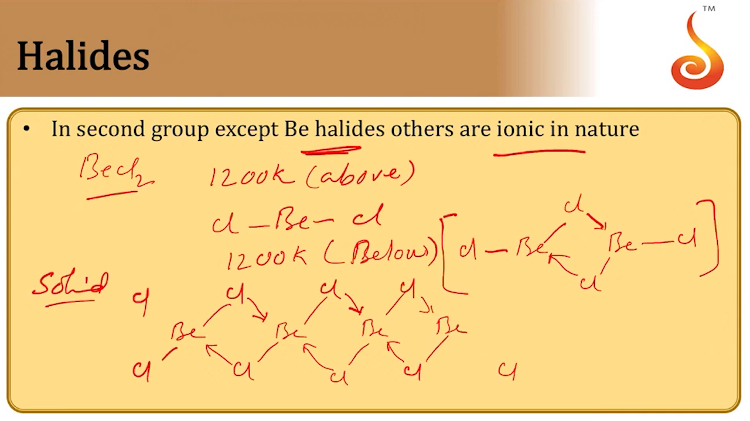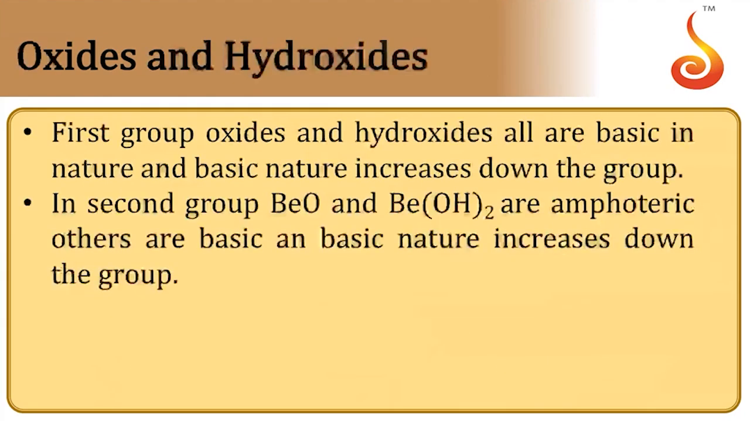So beryllium halides are covalent in nature. They have different types of structures, especially BeCl2. In vapor phase above 1200 Kelvin, a simple monomeric structure. Below that, it is going to be a dimeric structure. In solid state, the molecule exists as a polymeric structure. This is regarding halides. Then comes oxides and then hydroxides.